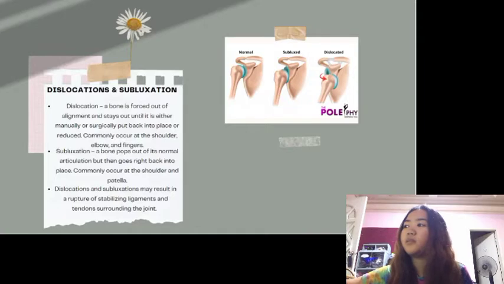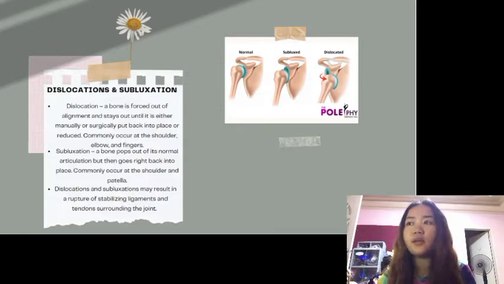So as you can see in the picture, a dislocation occurs when the bones in a joint become separated or knocked out of their usual position. Any joint in the body can become dislocated. If the joint is partially dislocated, it is called subluxation.